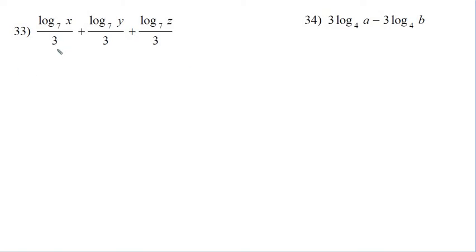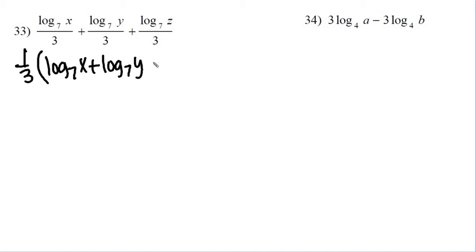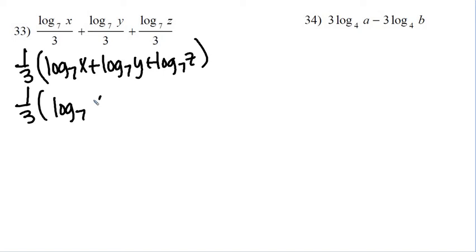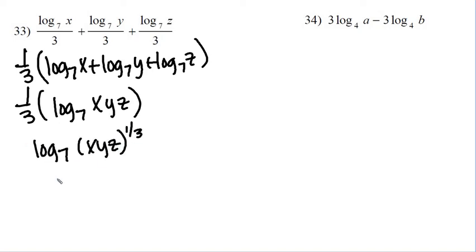So again, this is very similar to the next to last one that we just did. So I'm going to take that 1/3 and go ahead and take it out. Log base 7 of x plus log base 7 of y plus log base 7 of z. And again, this is product rule all the way across, so I can multiply all of these things. So it's going to be 1/3 log base 7 of xyz. So that 1/3 used to be an exponent on these three. So log base 7 of xyz to the 1/3. And again, you could write that as a radical, the cube root of xyz.